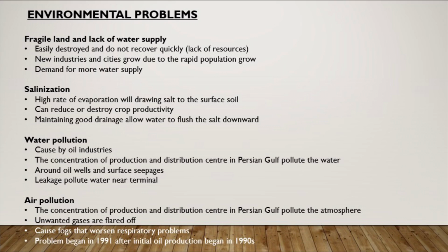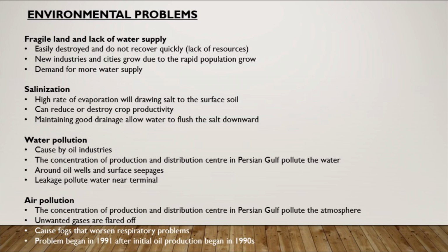Okay, next is environmental problems. Okay, the first one is fragile land and lack of water supply. Okay, ecosystems in arid regions are particularly fragile in response to human activities. So humans cannot do much activity as the land is easily destroyed and does not recover quickly. Okay, as the region's population rapidly grows, they need to do something, which is they build new industries and cities, but with these kinds of activities, they demand more water supply. They lack water supply.